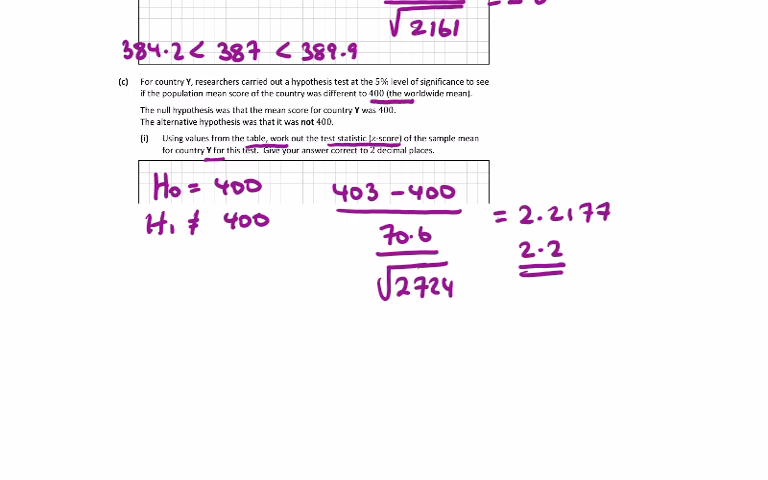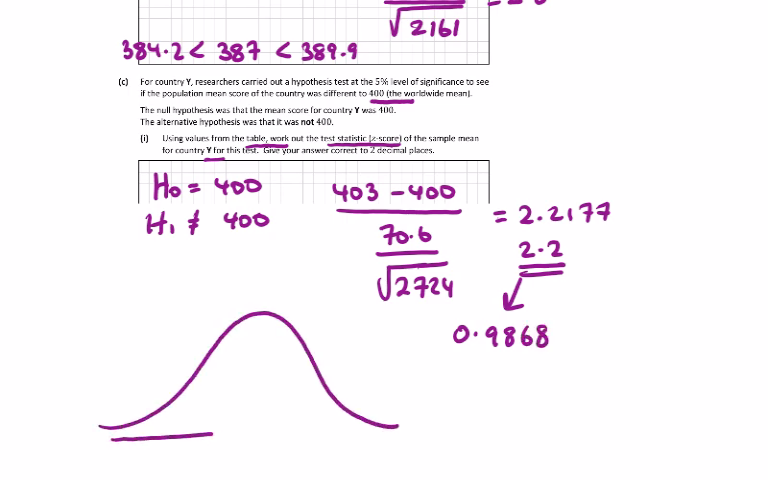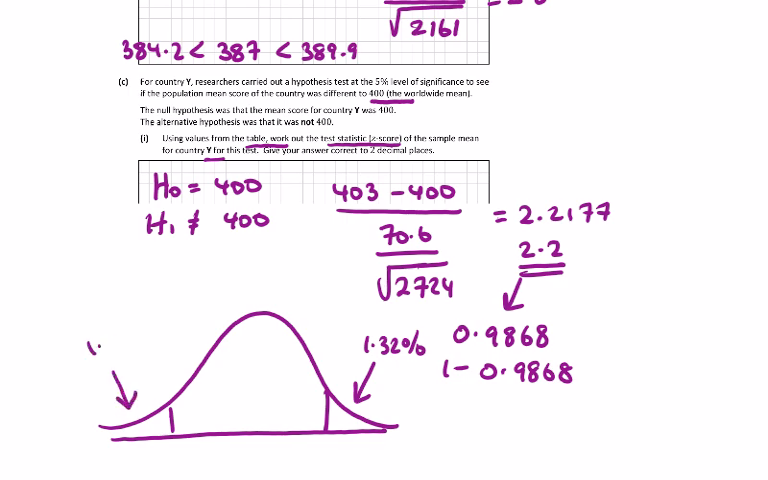And if we get the z-score of 2.2, I get a number of 0.9868. So if we sketch this, we're testing 403. We've gotten the tail to be very small. 1 minus 0.9868 is just 1.32% in that tail. So there will be 1.32% in the other tail, which leads to the next part of the question.